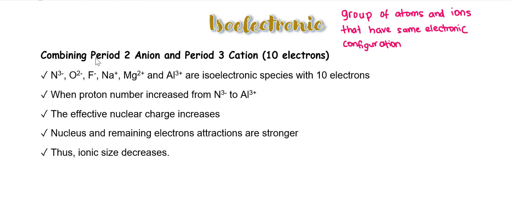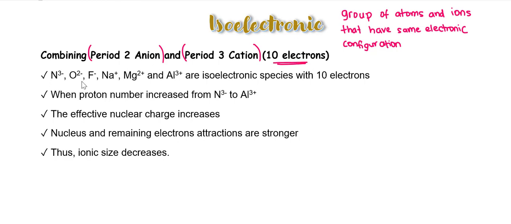Okay, so for the first trend, have a look at combining period 2 anions and the period 3 cations. For period 2 we look at ions with negative charge, and we combine them with period 3 ions with positive charge. Both the anions and the cations in these two periods have 10 electrons. So of course it is an isoelectronic species. The number of electrons is the same, which is 10.